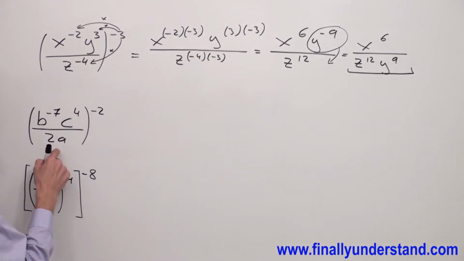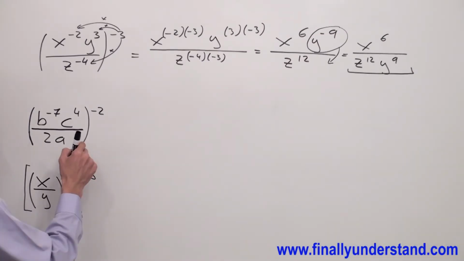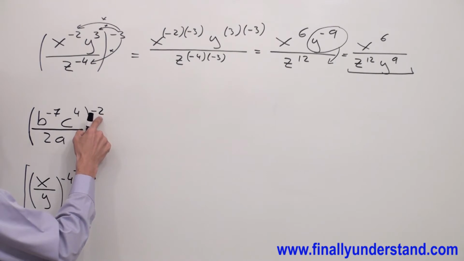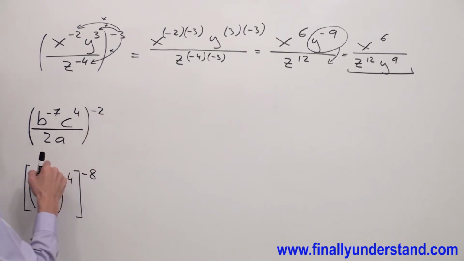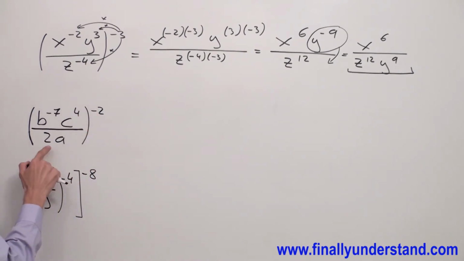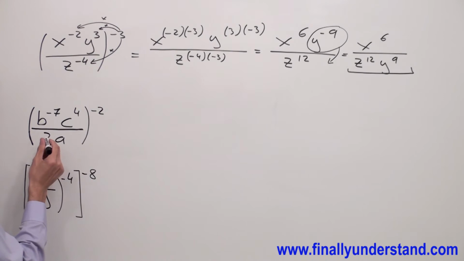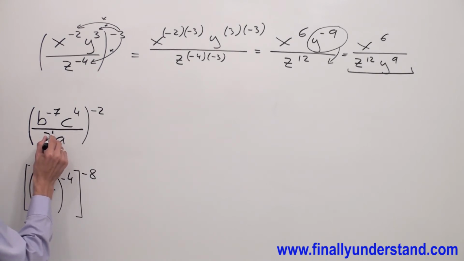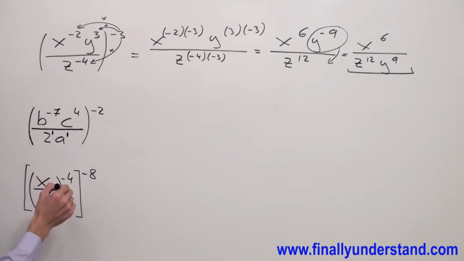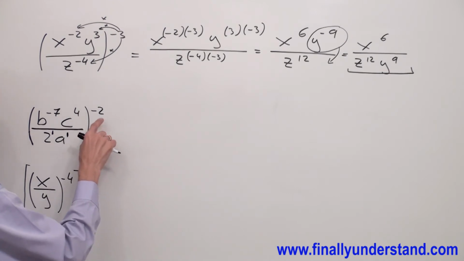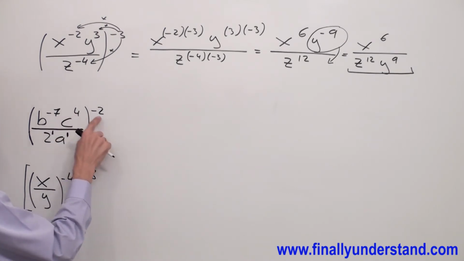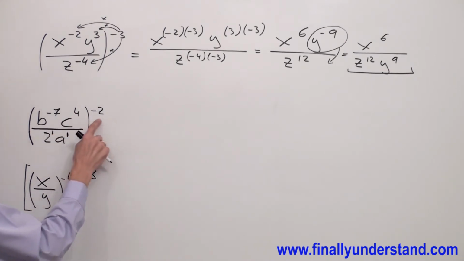Let's take a look at this example. We're going to multiply the external exponent by every single internal exponent. Remember, anytime we do not have a visible exponent next to the number or variable, we have to make it visible. Remember, this is always 1. Okay, so I'm going to multiply the external exponent by every single internal exponent.